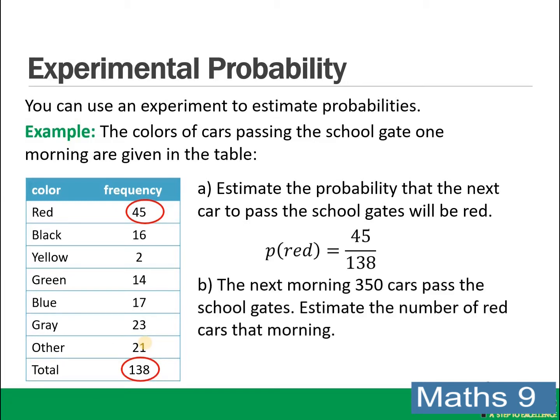B. The next morning 350 cars pass the school gates. Estimate the number of red cars that morning. Well, we know that the cars are red on average 45 out of 138 of the time. So 45 out of 138 times 350 gives us about 114 red cars.